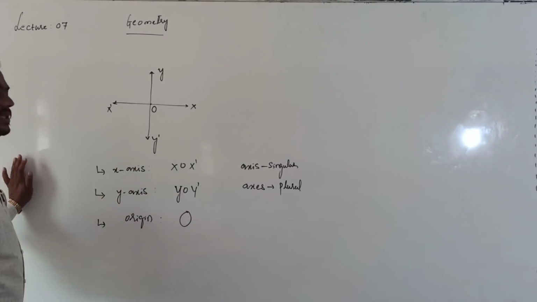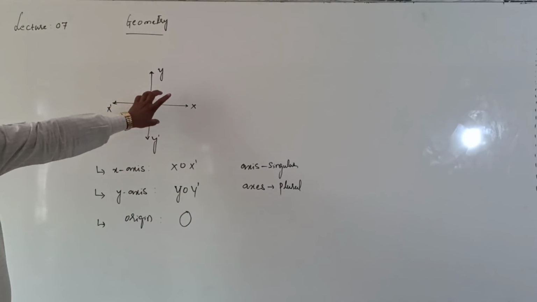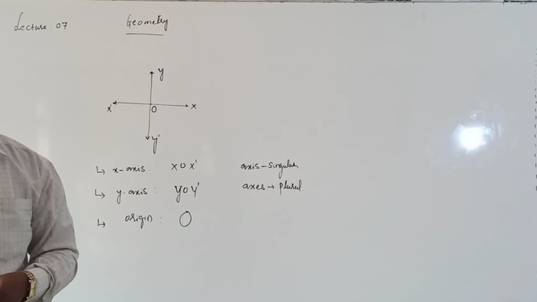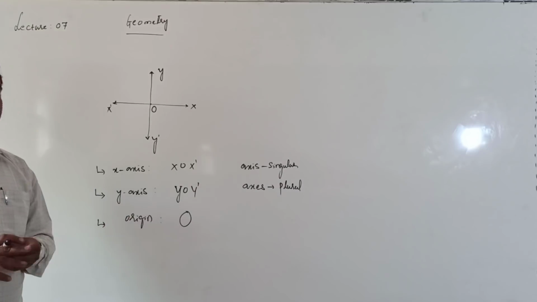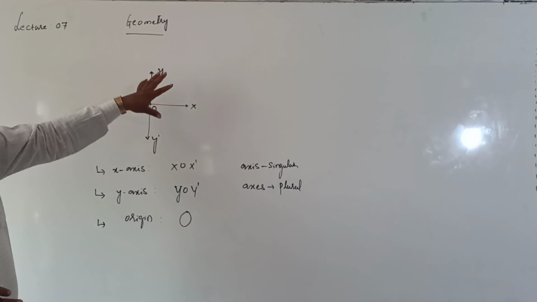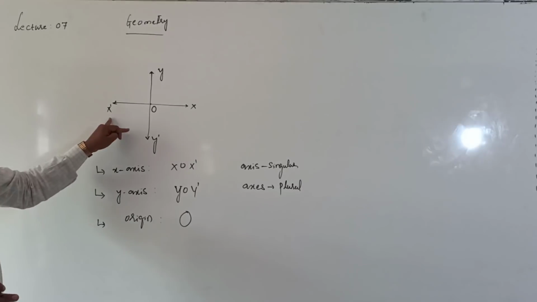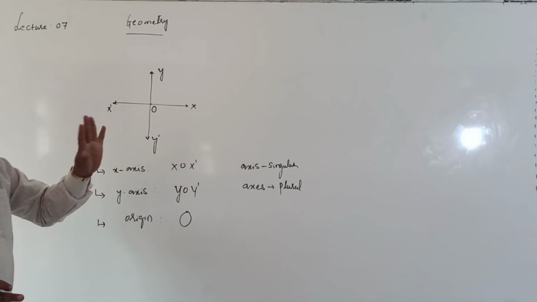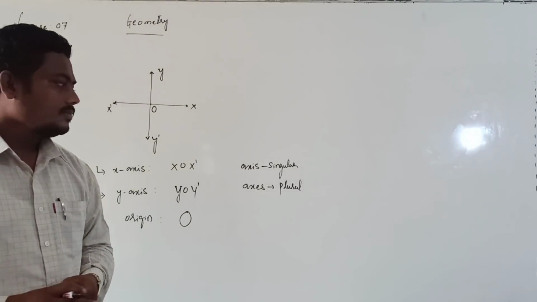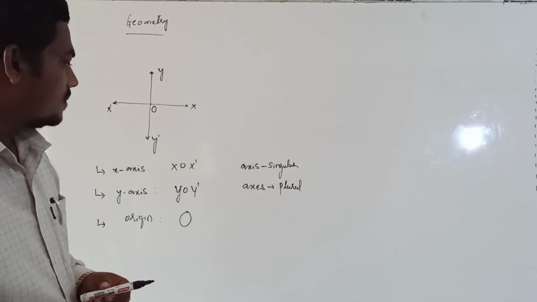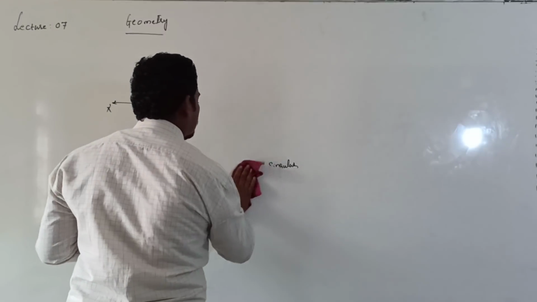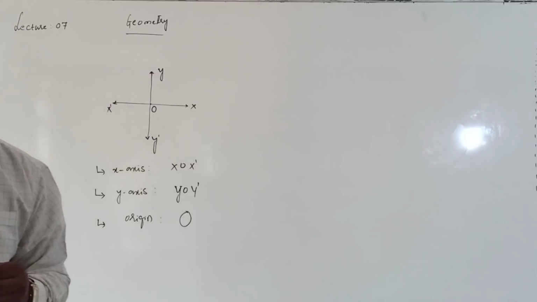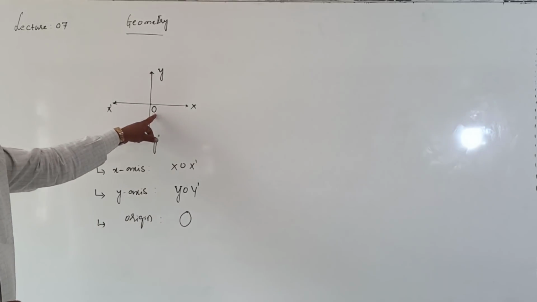It is denoted with O. The point of intersection of x-axis and y-axis is called origin. The horizontal line x prime is x-axis. The vertical line y prime is y-axis. Next. Then what are the coordinates? What are the coordinates of origin?